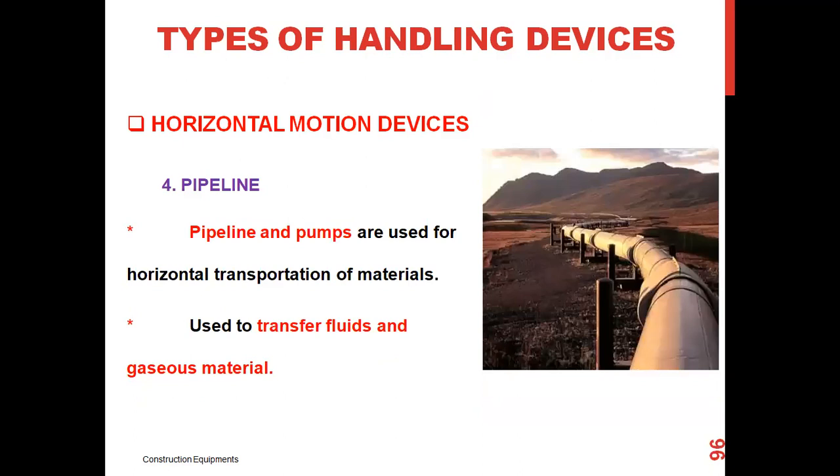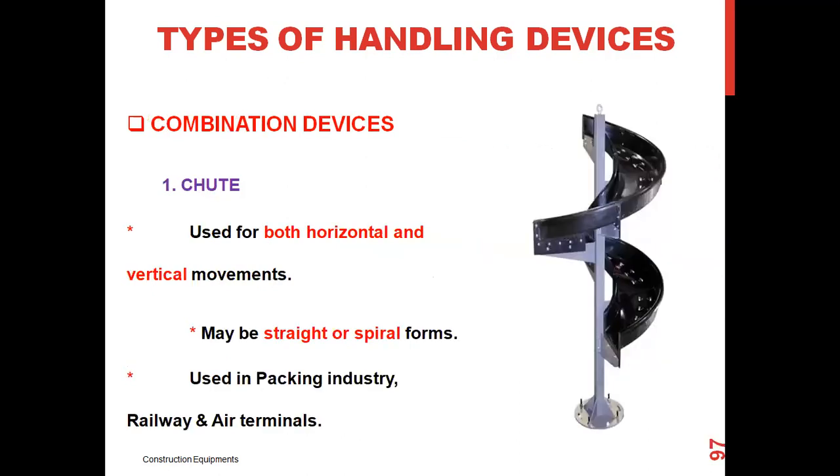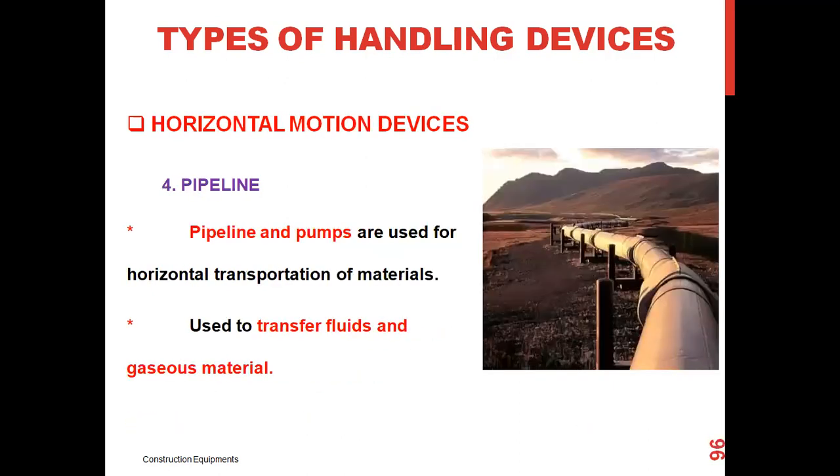The horizontal motion devices, pipelines and pumps, are used for horizontal transportation of materials. They are used to transfer fluids and gaseous materials, and these horizontal motion devices require high maintenance and are to be properly transported by using this means of transportation.